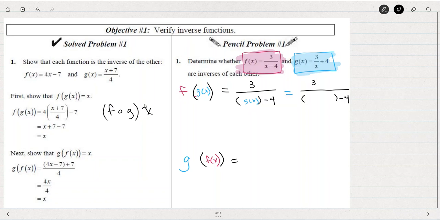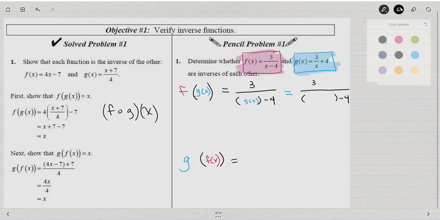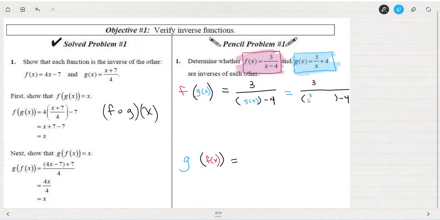But to find the composition f of g of x, we find the g of x function and we put that in for x of the f function. So g of x is 3 over x plus 4, so that is what I will put in for x. The composition f of g of x is 3 over x plus 4 minus 4.